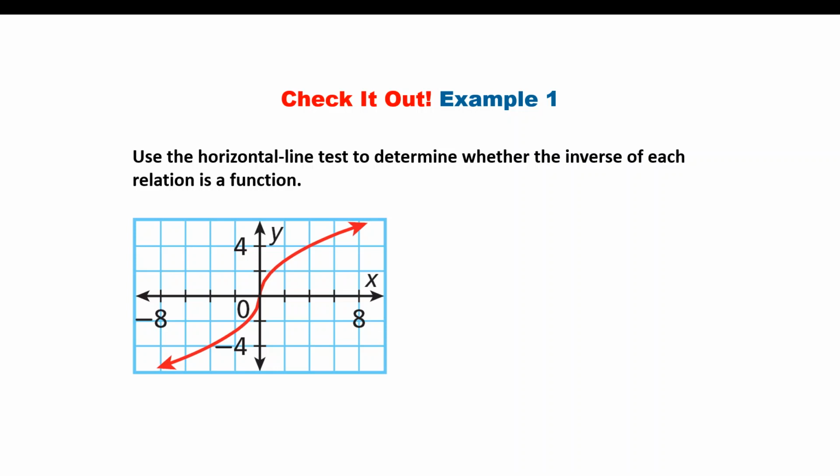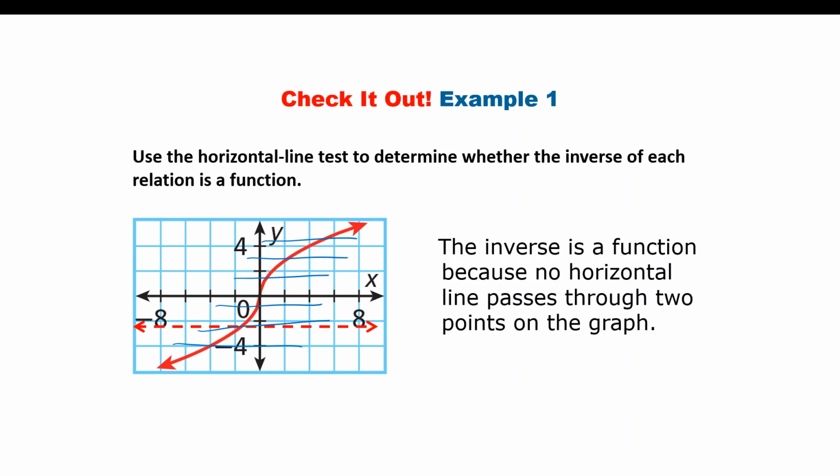Okay, you were supposed to use the horizontal line test to determine whether the inverse of the relation is a function. When we do that, we see the graph only touches the line once. So every x is paired with only one y, so that tells us that the inverse is a function because no horizontal line passes through 2 points on the graph.